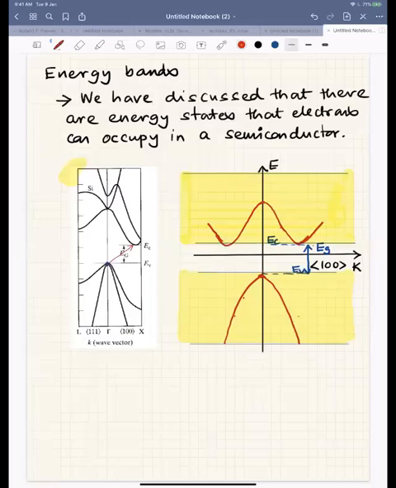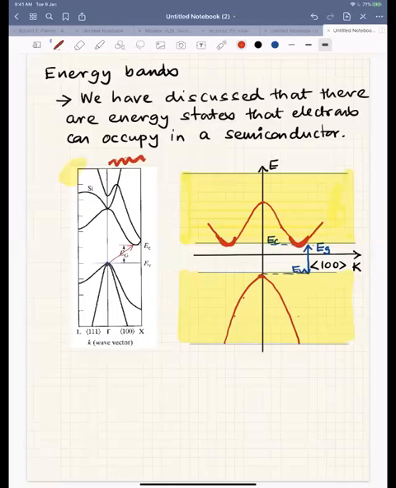Anyway, on the right hand side here, I just plotted the E-k diagram only in the 100 direction. So this part is the 100 direction. If you take the mirror image, we could have the E-k diagram only in the 100 direction. Here, this is the bottom of the conduction band in the positive k, and this is the bottom of the conduction band in the negative k, because these are mirror images of each other.